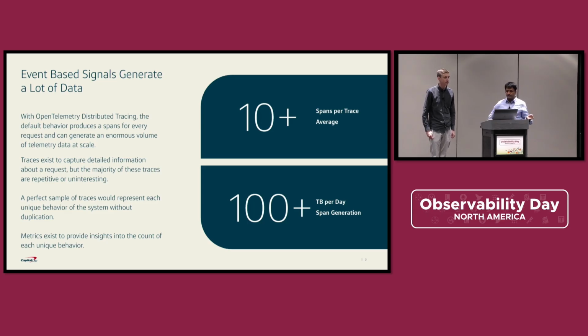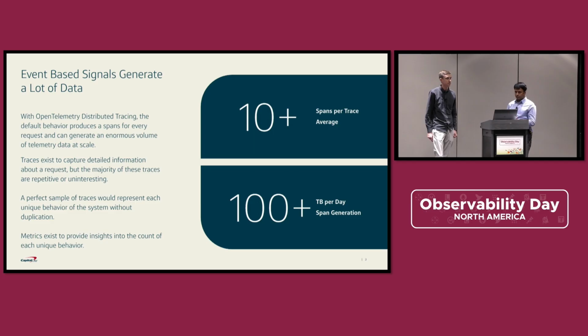You also have a metric signal, and metrics give you the aggregated view. But when you collect all the traces, the fact is you don't really need all of them to observe your system. You only want to look at the traces that represent a unique behavior happening in your system, whereas metrics can give you the count of each unique behavior. When you combine these two signals, you get full observability into the system.